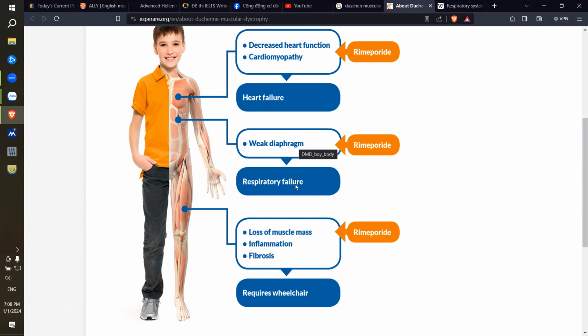And of course, you have a loss of muscle mass. Inflammation happens and fibrosis.